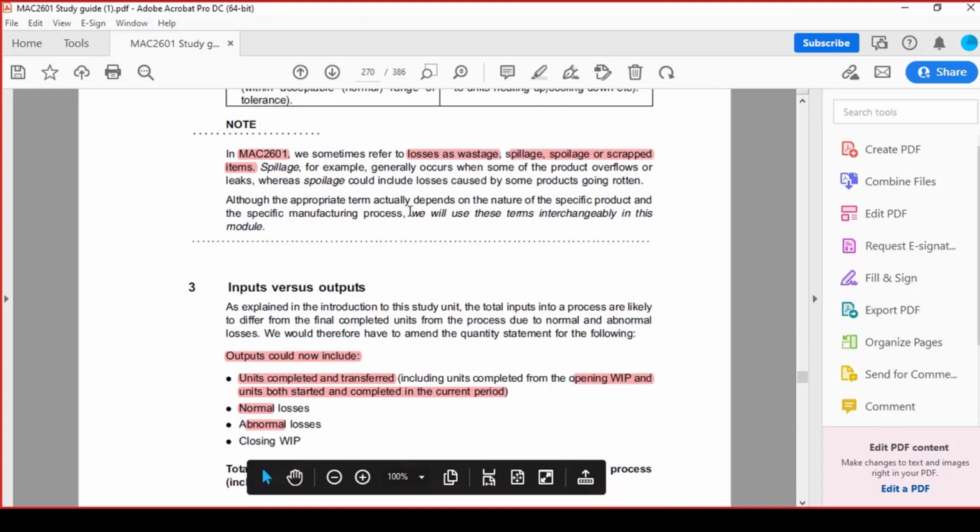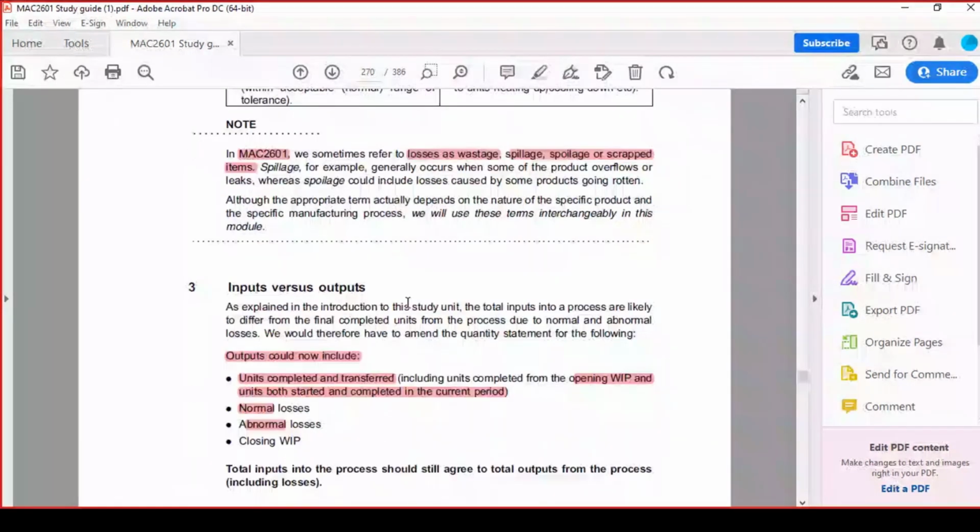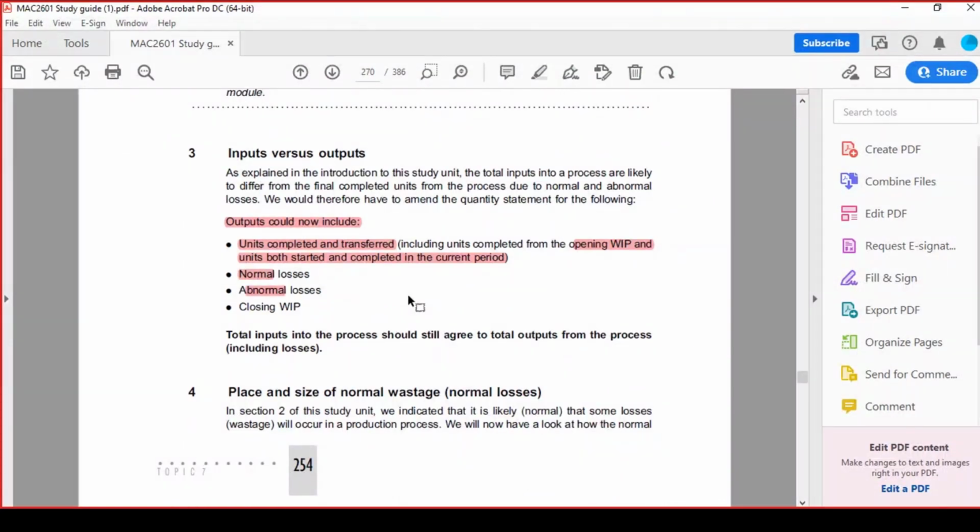Then we continue to ask, where in our quantity statement do we put this abnormal and normal loss? It is accounted for under your quantity statement, in the section of outputs. Remember, under that section of outputs, you will show which units are completed for this process and also from the previous process, if there is any. That's where you will also indicate your normal loss and abnormal loss, then thereafter get your closing WIP.